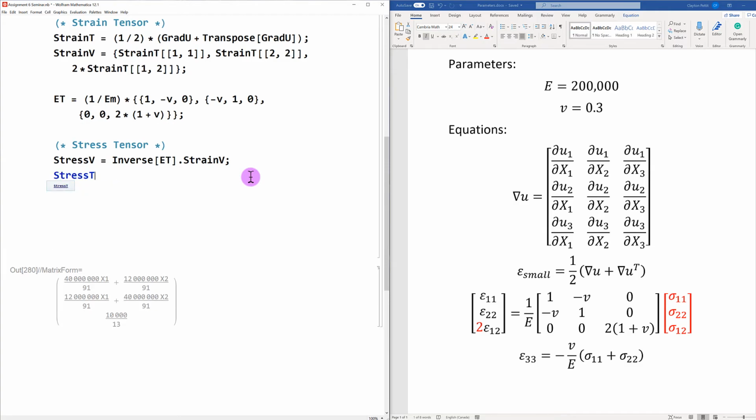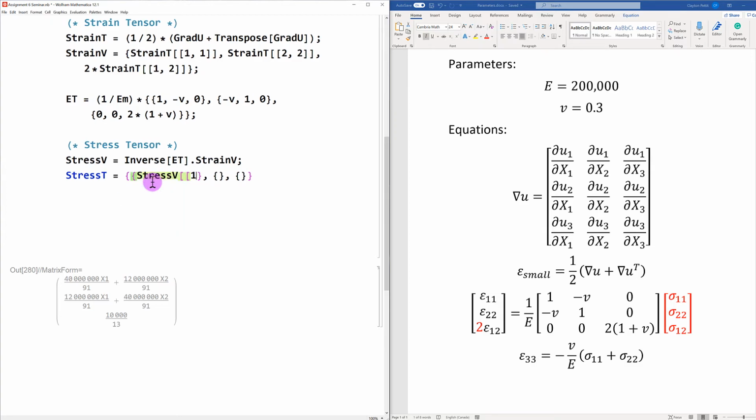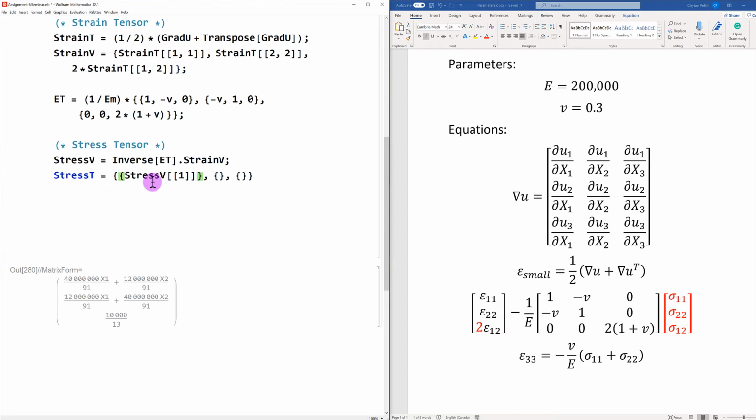So we're going to go stress T, so tensor. And we know that's going to be a tensor with 3 rows. So I'm going to go 1, 2, 3, and I'm just going to fill out the rows. Nice and easy. So our first component of the stress tensor, sigma 1, 1. Well, if we look at our stress vector, that's the first component of our stress vector. So what I can go is stress V, 1, and just 1, because it's a vector, not a tensor.